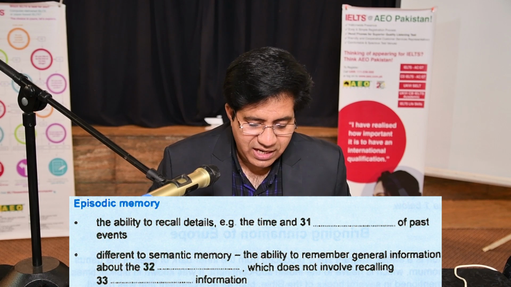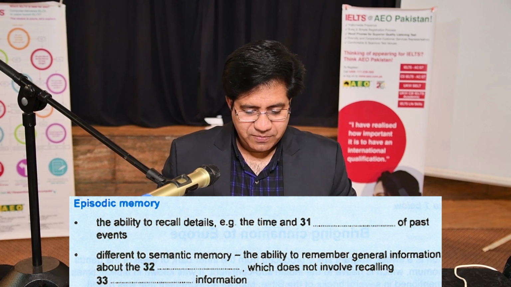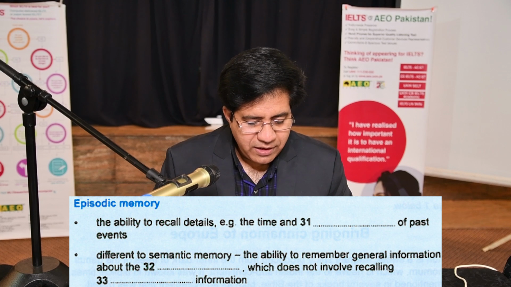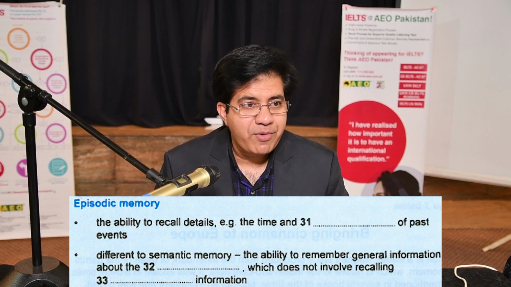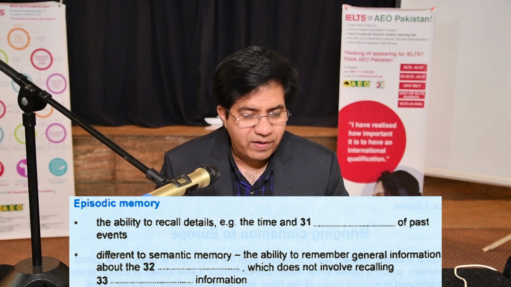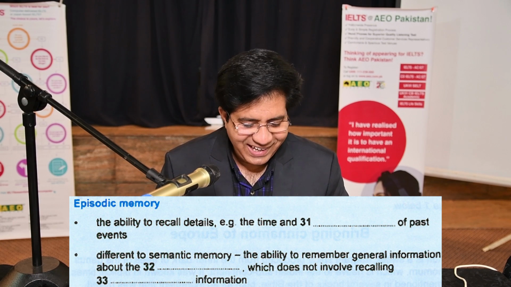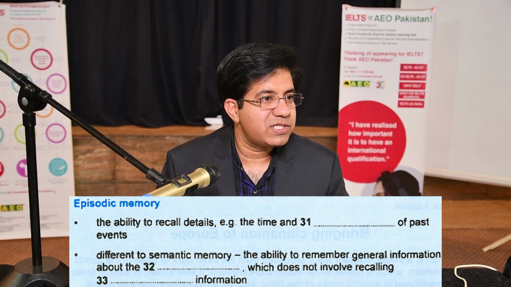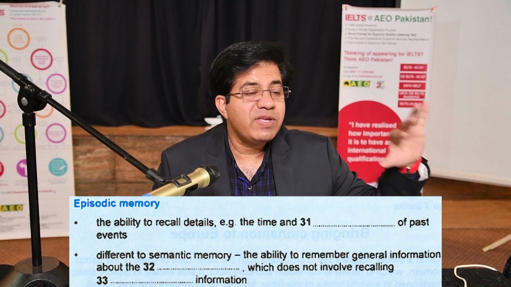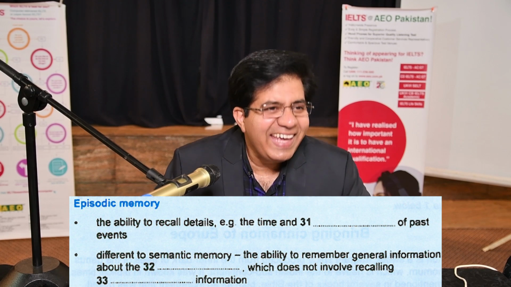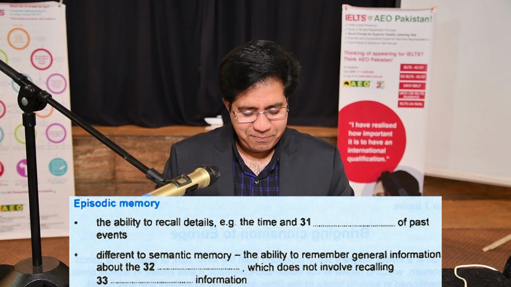So the answer is location. Right. Question number 32. Different to semantic memory. Now, do you know what is semantic memory? Don't worry, you don't even know what is episodic memory. Okay? Alright. See, if I asked you a question, what did you eat for breakfast? You go back and think about it. We call it episodic memory. I also learned it today. Okay? So I'm just telling you. Alright.